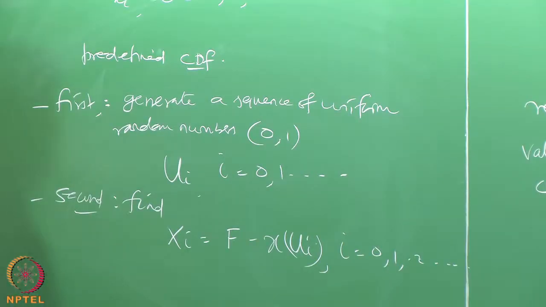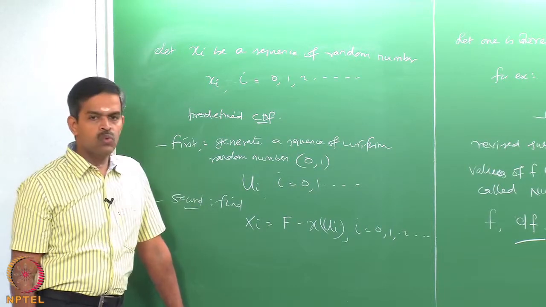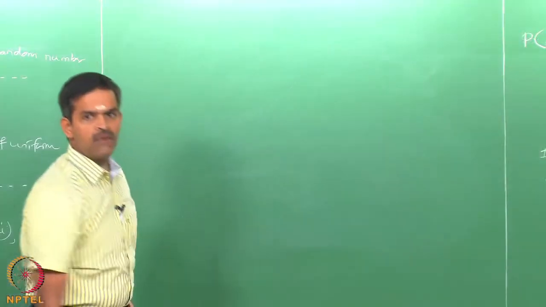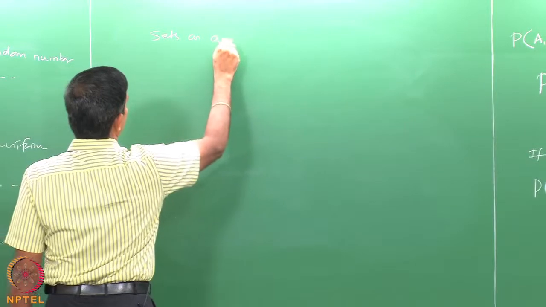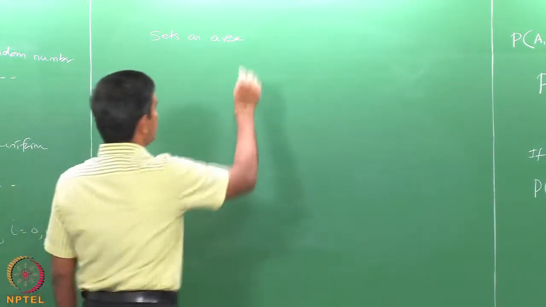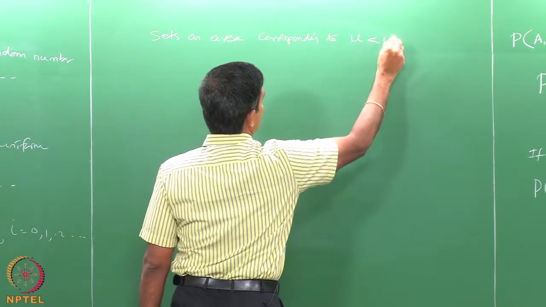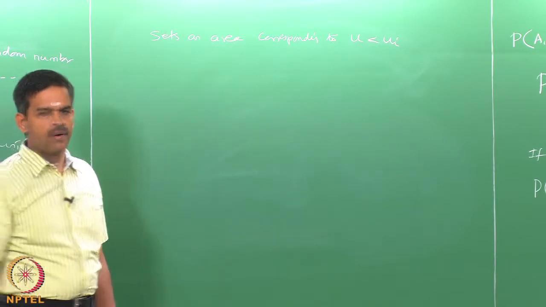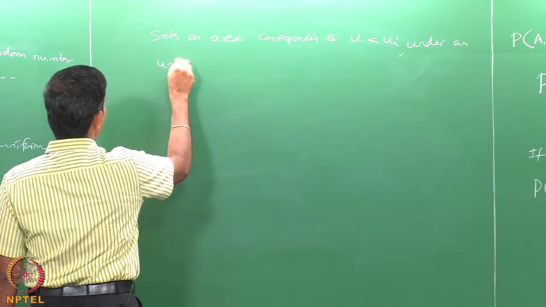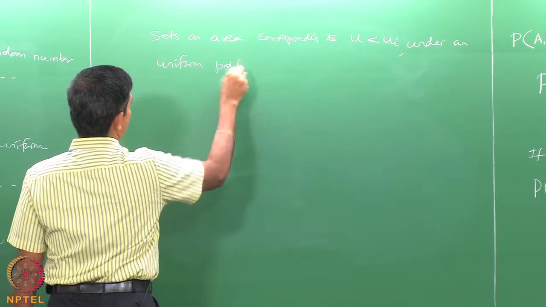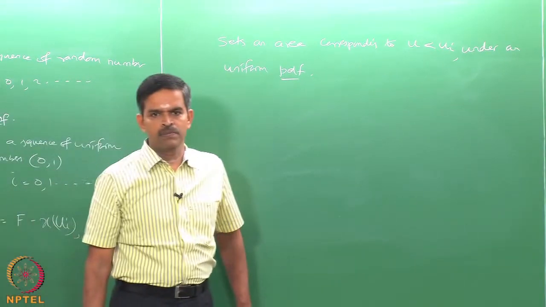This procedure operates by setting an area corresponding to u less than ui under a uniform PDF. That is very important. I am trying to fit a random number for an existing distribution.